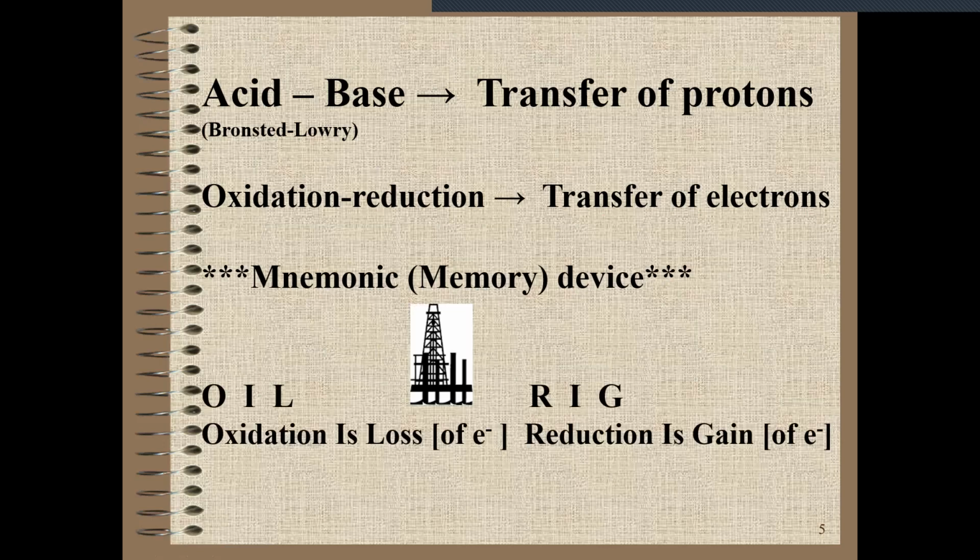In acid base reactions, we focus on transfer of protons according to the Bronsted-Lowry approach. And in oxidation reductions, we're looking at electrons. And our memory device: oxidation is loss, reduction is gain. Oil rig. Oil rig.